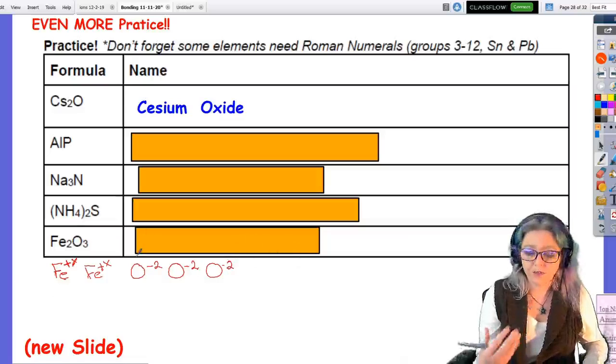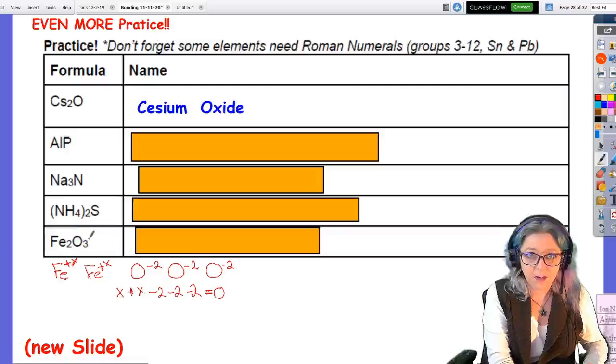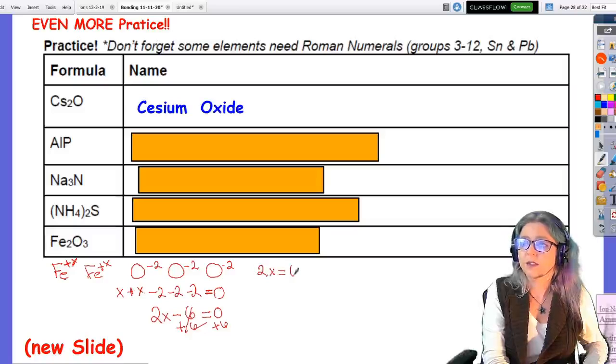So I'm going to work this out the long way first with math, a little algebra here. So I have x plus x minus 2 minus 2 minus 2 is equal to 0. I know that it's equal to 0 because every balanced ionic compound has an overall charge of 0. I'm going to simplify this a bit, combine my like terms to make it a little easier to solve. So I have 2x minus 6 is equal to 0. So let's get rid of that 6. I'm going to add 6 to both sides. That cancels out that 6. So now I have 2x is equal to 6.